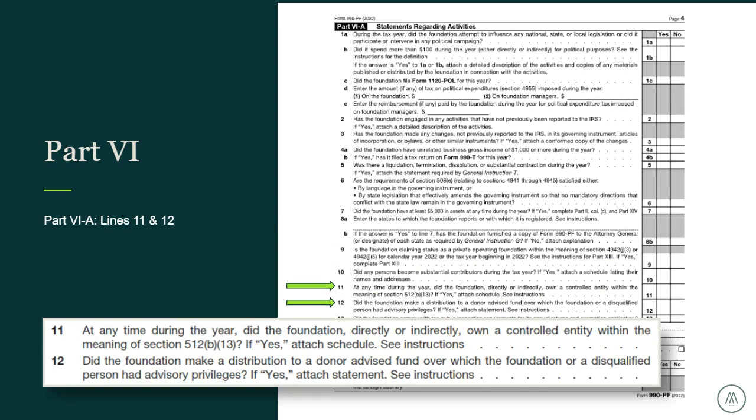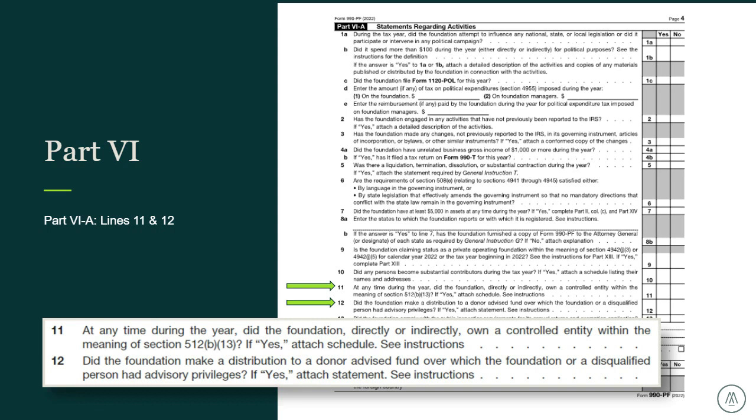Right, just a few more questions. This particular question, question 11, really asks about whether the organization holds directly or indirectly a controlled entity under the section of 512(b)(13), which really just means is it more than 50% ownership? Then that includes constructive ownership as well. If there is, the IRS requires that the organization attach a detailed schedule listing the organization's name, address, etc., and also any kind of transactions that occur between the two or more organizations.